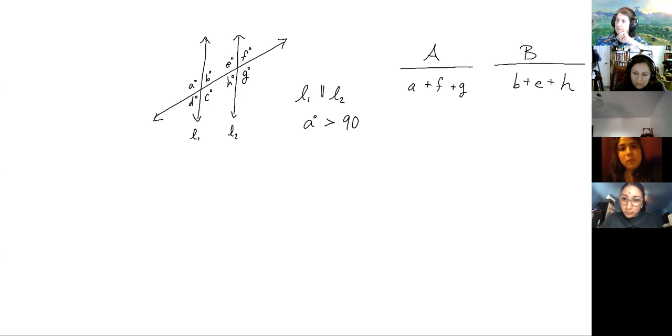So we can then see that A plus F plus G would be the same thing as writing E plus C plus B. You see, then we have B plus E plus H.